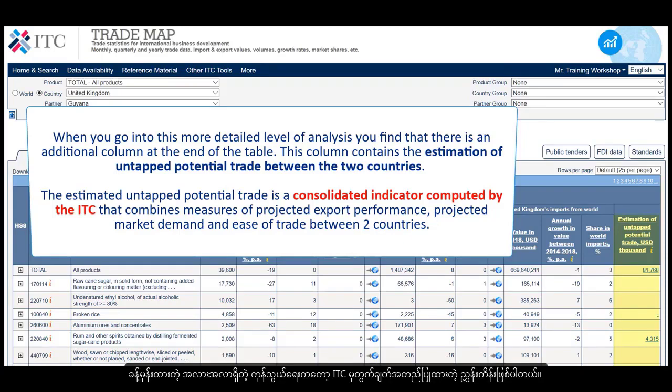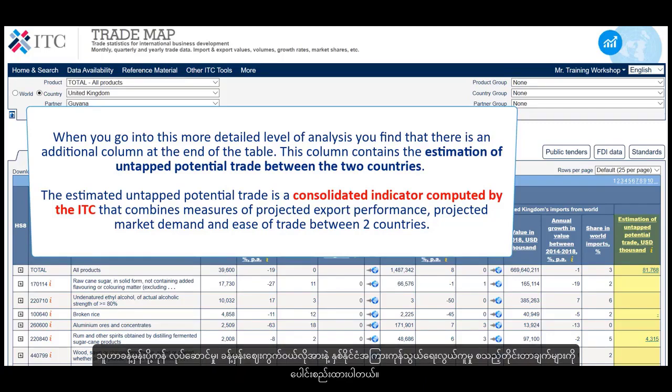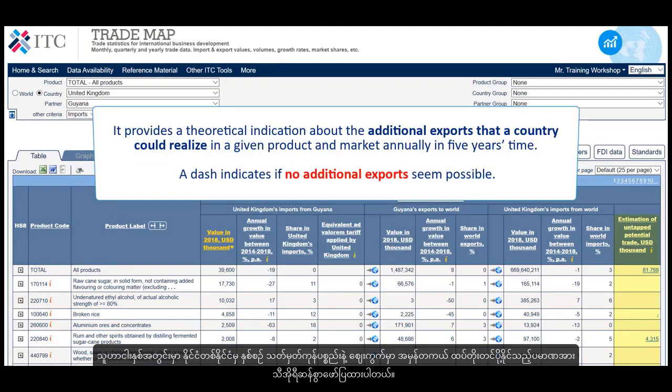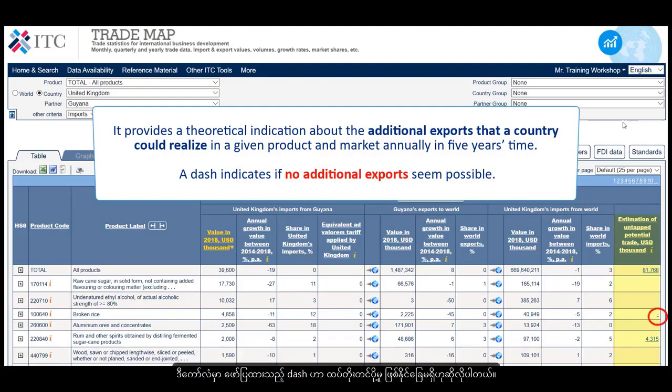The estimated untapped potential trade is a consolidated indicator computed by the ITC that combines measures of projected export performance, projected market demand, and ease of trade between 2 countries. It provides a theoretical indication about the additional exports that a country could realize in a given product and market annually in 5 years' time. A dash indicates if no additional exports seem possible.